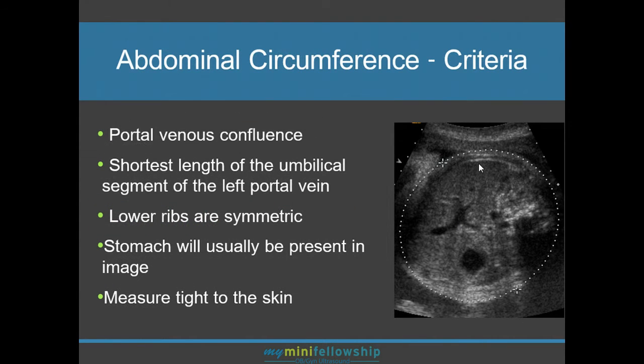The abdominal circumference, this is probably the hardest one to measure. You want to see the portal venous confluence, which is this sort of curve here. This is the left portal vein coming up into the umbilical segment. And you want to see the shortest length of the umbilical segment of the left portal vein, meaning you don't want to see it going into the umbilical vein here. If you're going into the umbilical vein here, you're too oblique. The lower ribs should be symmetric. The stomach should be present. And your outer circle should be measured tight to the skin.